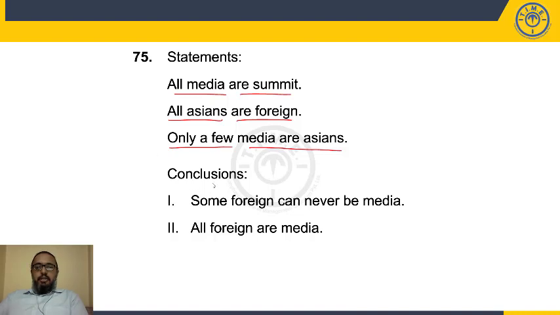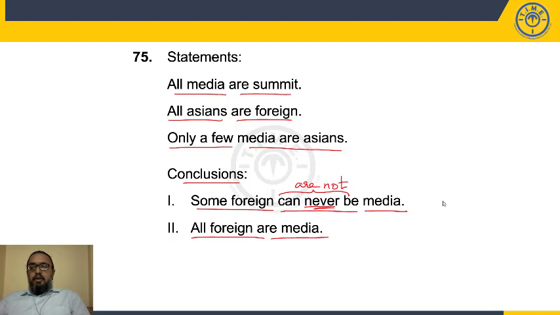Now coming to the conclusions, we have some foreign can never be media. When you have can never be, it needs to be understood as are not. So it is basically some foreign are not media. It's a negative conclusion. Because he is using the word never, that's why it is are not. Some foreign are not media. All foreign are media. So basically they are complementary pairs, we call. We have some A's are not B's and all A's are B's. So they are complementary pairs.